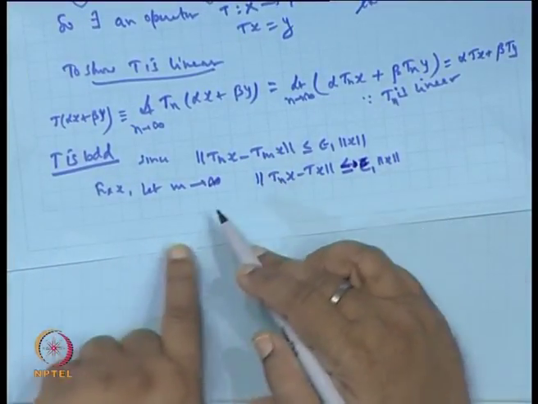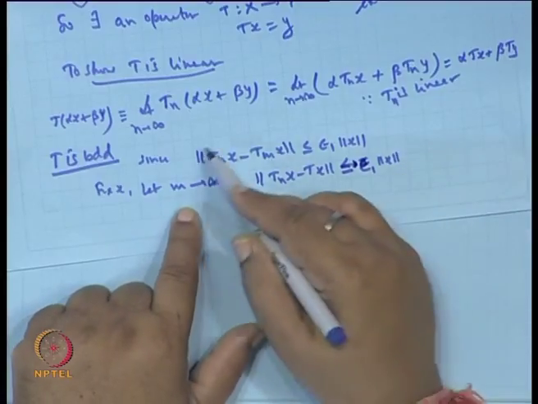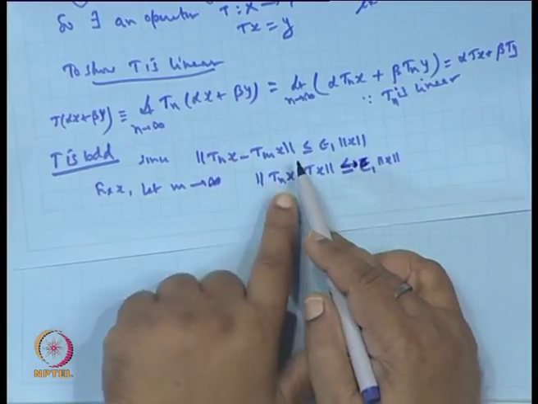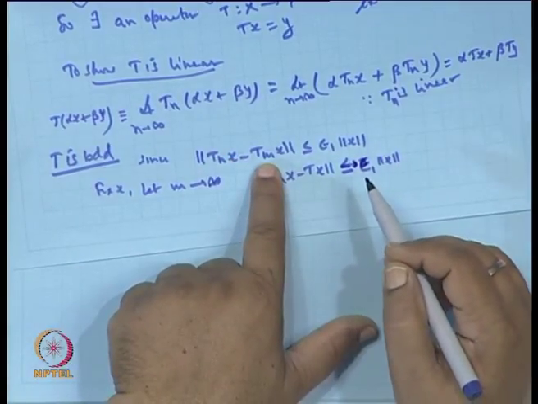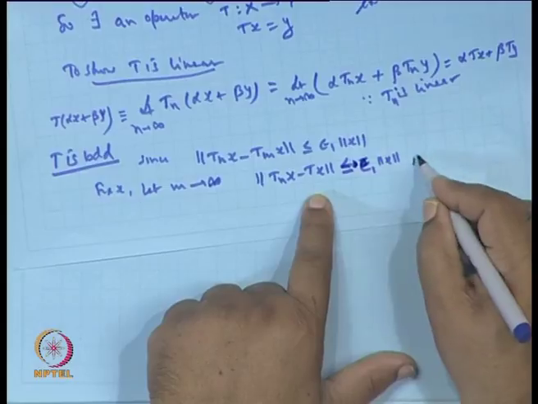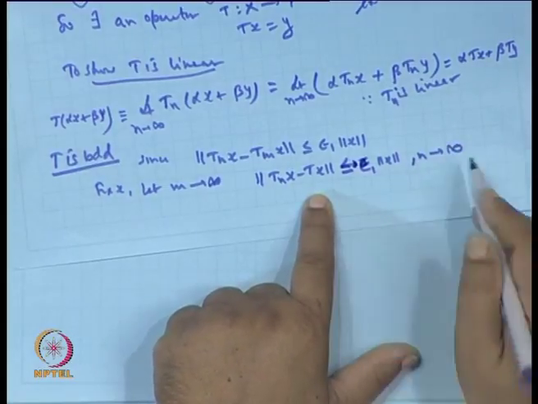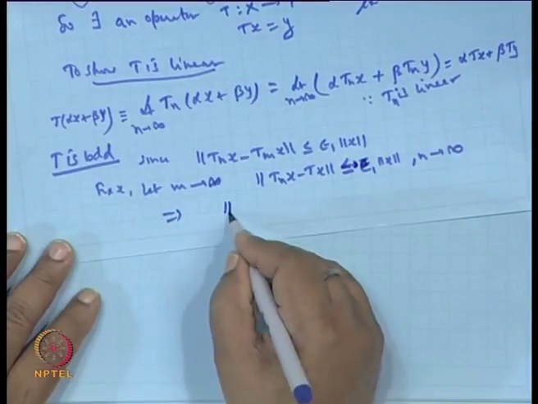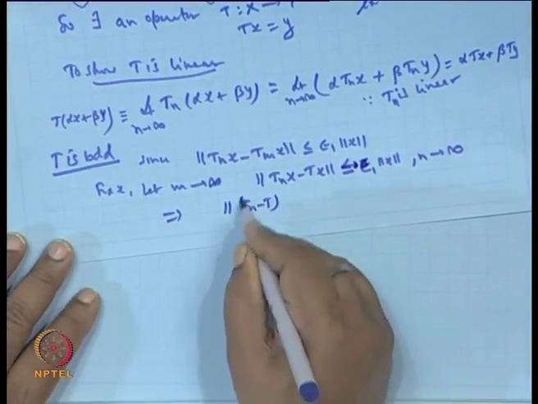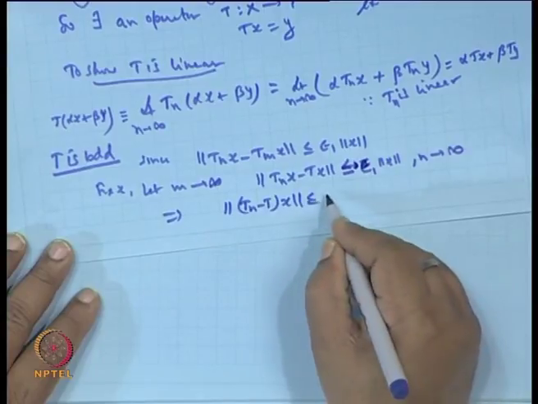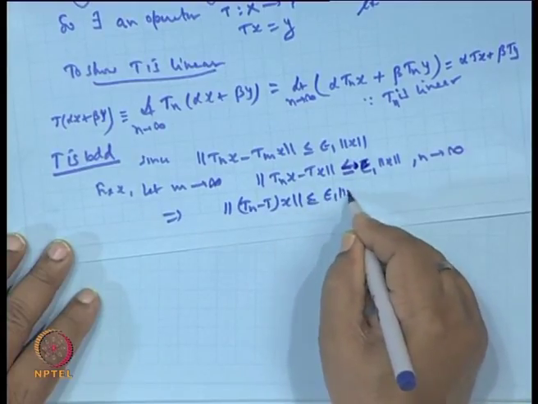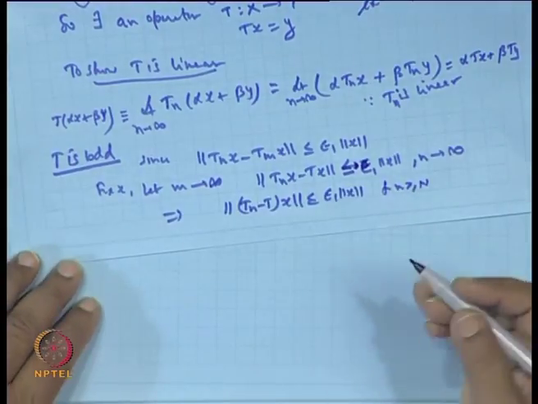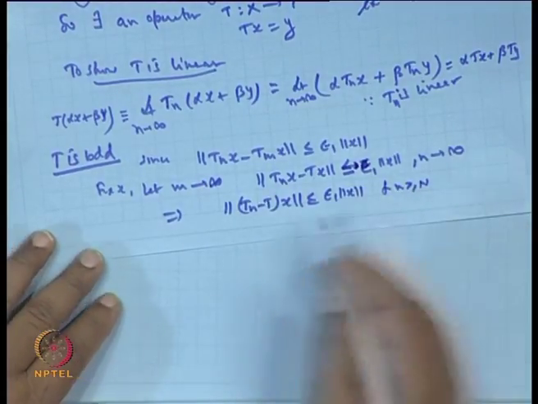By this, only m tends to infinity; the limit is a continuous function. So it will go inside, this will not be affected, this Tm will go to T. So as n tends to infinity, okay, like this. Now, from here can you say norm of Tn minus Tx is less than or equal to some epsilon times norm x for n greater than or equal to capital N? Is it okay? Now, this shows.